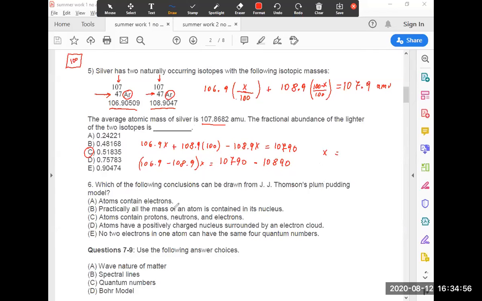Now, this number 6 instead: which of the following conclusions can be drawn by J.J. Thomson's plum pudding? Well, atoms contain electrons. Yes, that's a good choice. Practically all the mass is contained in the nucleus? No, he does not know that. Atoms contain protons, neutrons, and electrons? He has no idea that there are neutrons until 1931, I think. Atoms have a positively charged nucleus? Again, no, he does not know. And no two electrons can be the same? He doesn't even know what quantum numbers are. So this is the only choice that we have.